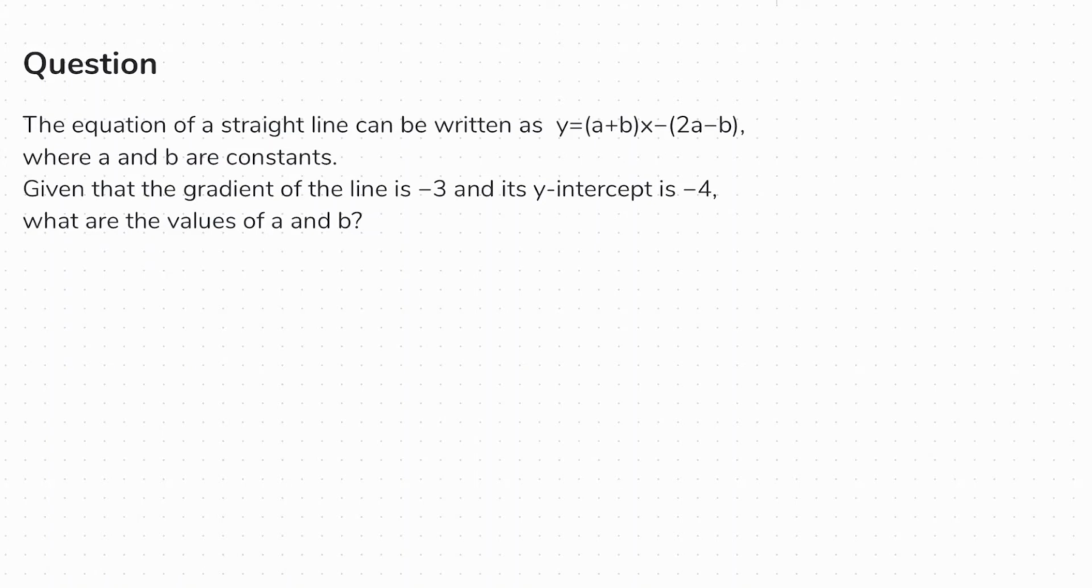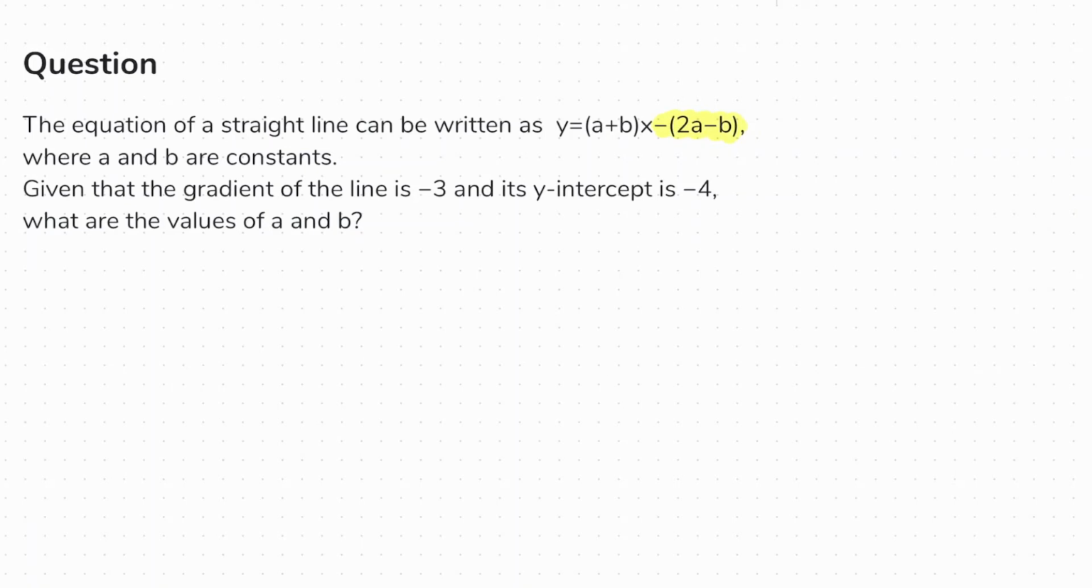This next equation immediately looks a little bit intimidating, right? Because instead of mx plus c, we've got (a plus b)x minus 2a minus b. So what does this mean, right? Well, the question's asking us to find the values of a and b. So with this in mind, what information can I use to help? Well, I know that this here is going to be c, right?